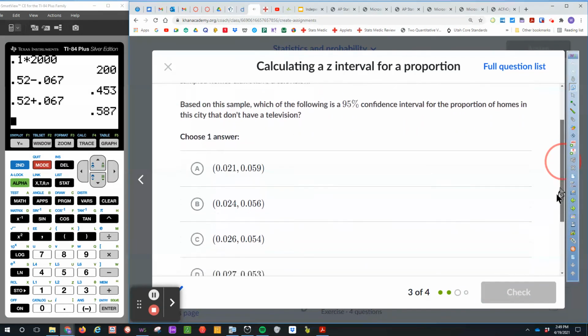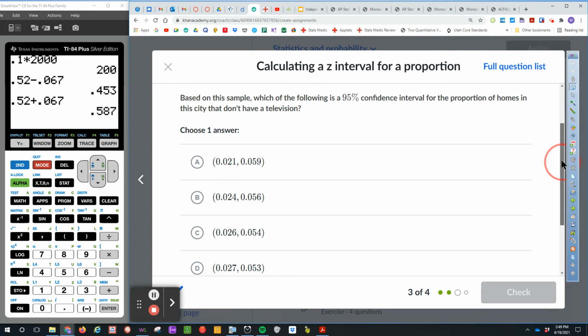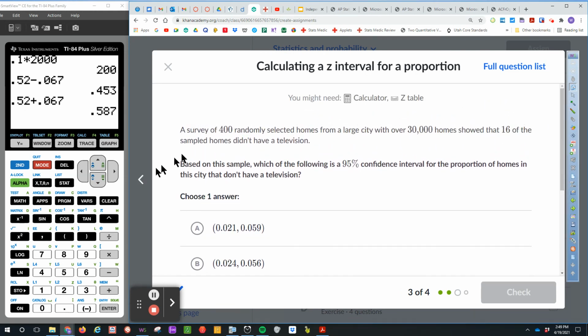Okay, so the answers now here are all in confidence interval notation, which we can easily just go through the question. A survey of 400 randomly selected homes from a large city with over 30,000 homes. So, 10% of 30,000. So as long as the sample doesn't get more than 3,000, we're good. But here the sample is only 400, so we're good. That shows 16 of the sample homes didn't have a television. Based on this sample, which of the following is a 95% confidence interval for the proportion of homes?